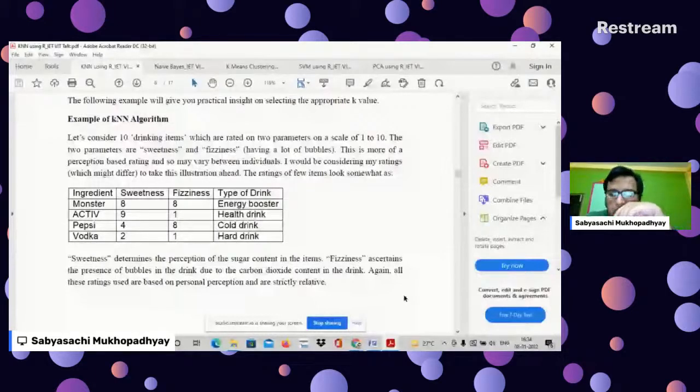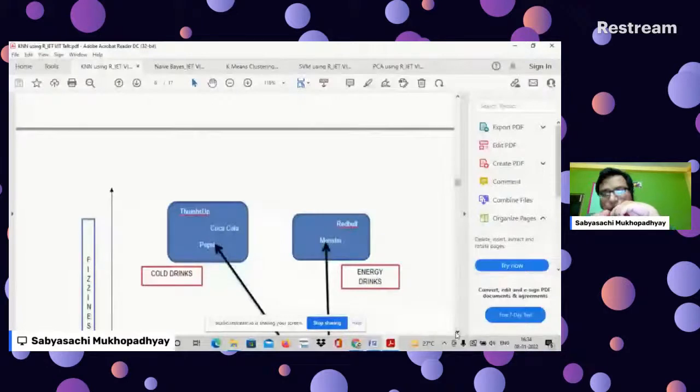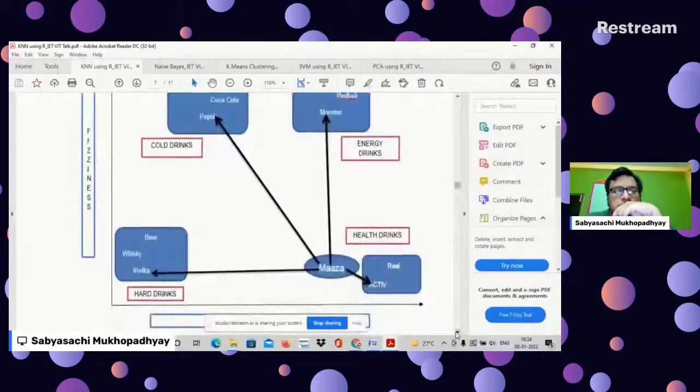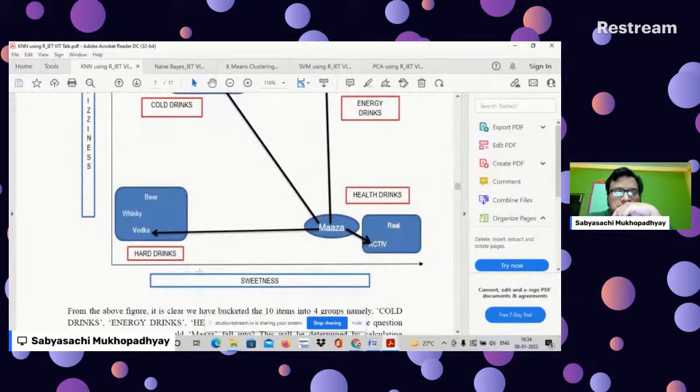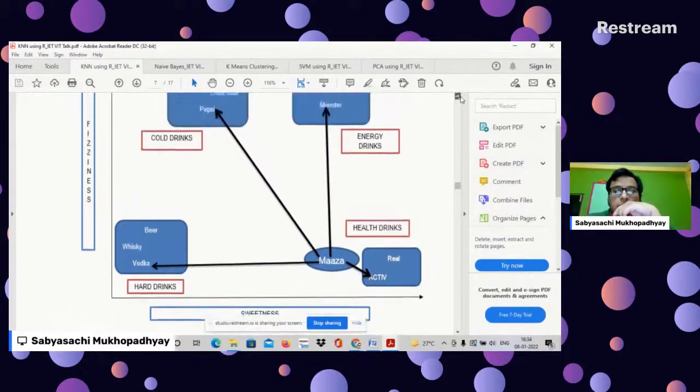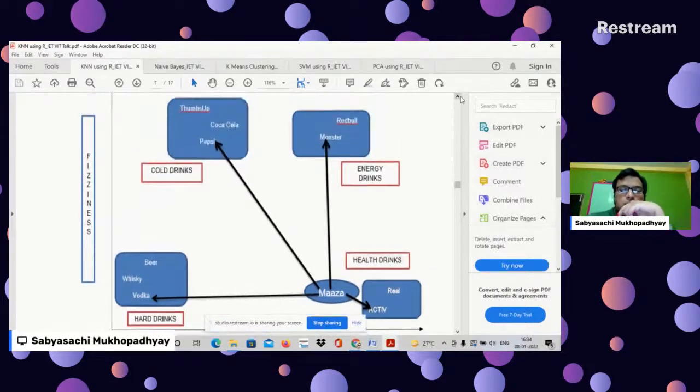Now we will try to figure out which type of drink it is, whether it is an energy booster, a health drink, a cold drink or a hard drink. This is the given database. We will put in some unknown sample and try to figure out which class it belongs to. If this is your structure, with sweetness and fizziness, and now you put in some unknown sample like Maaza, in which class will Maaza belong? Whether it will be part of the health drinks, energy drinks, cold drinks or hard drinks, that we will try to figure out.